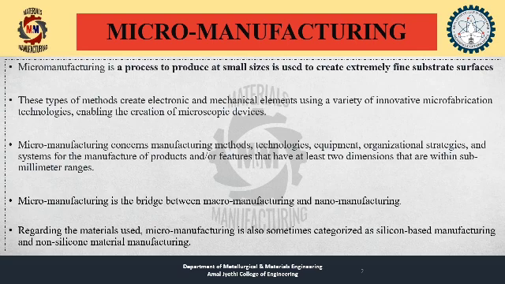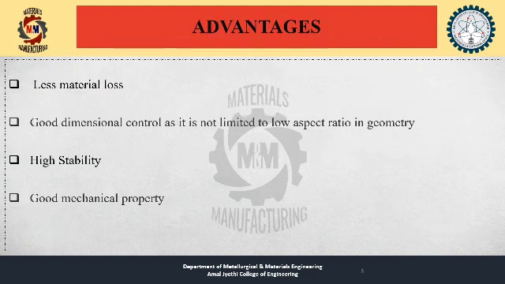Micro manufacturing concerns different types of manufacturing methods, technologies, equipment, strategies, and systems for manufacturing of products. Micro manufacturing is something which is in between nano manufacturing and macro manufacturing. It is also sometimes categorized as silicon based manufacturing and non silicon based manufacturing.